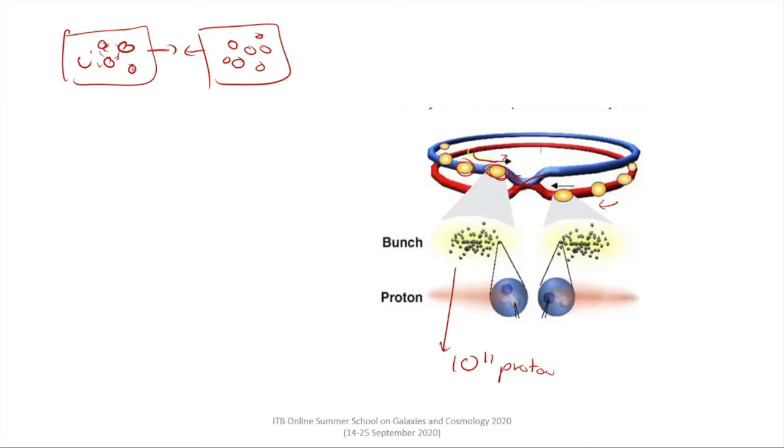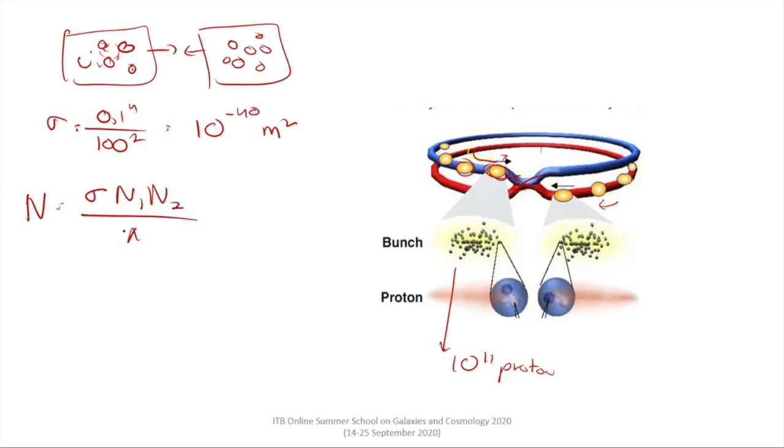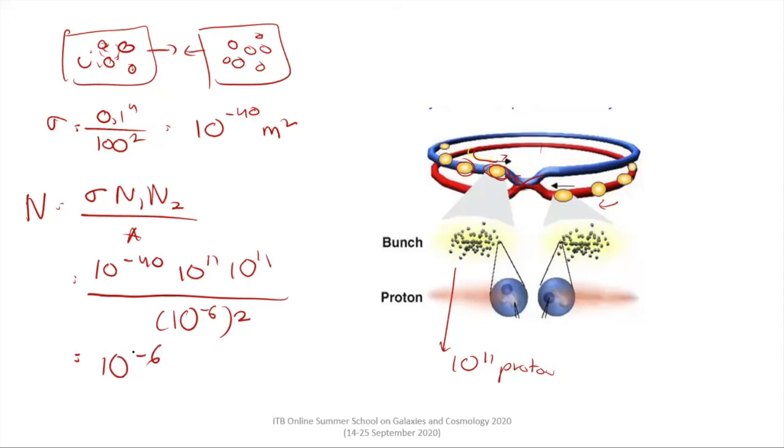Again, we have to estimate how much interaction is happening. We just use our simple calculation, 4, and then say 100 squared, so it would be 10 to the minus 40 meter squared. So the number of interactions is N1 N2 sigma divided by A. Sigma is 10 to the minus 40, N1 and N2 are each 10 to the 11, and the size is quite small. The size is actually 1 micron, so the area is 10 to the minus 6 squared. So minus 40, plus 11, plus 11, plus 12, you get 10 to the minus 6. So in one bunch collision, the interaction is 10 to the minus 6.